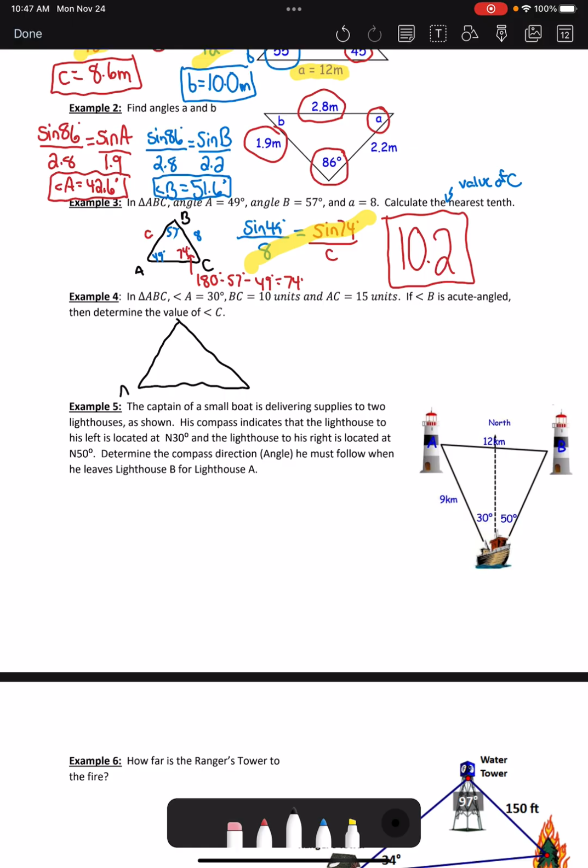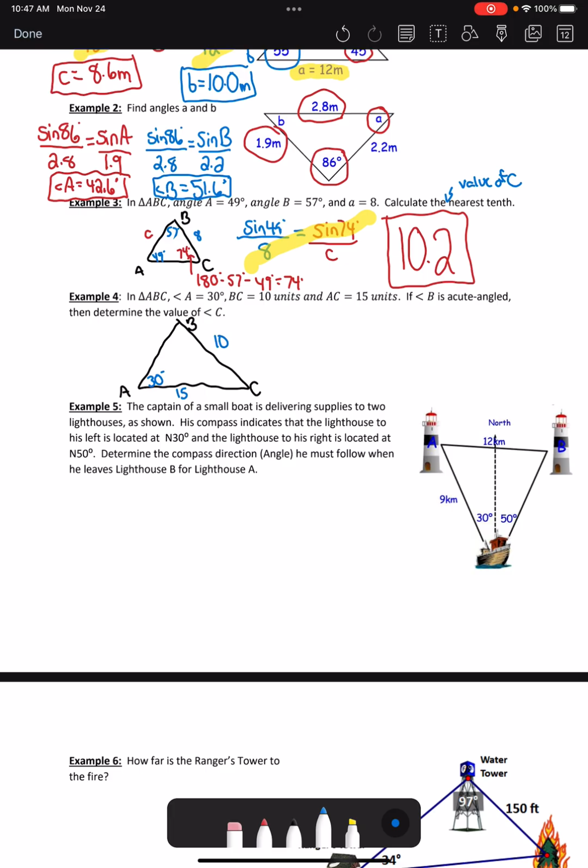So I got A, B, C, and then I'm going to fill it in. It says angle A is 30 degrees, side length BC is 10 units, and side length AC is 15 units. So that's what it's going to look like.